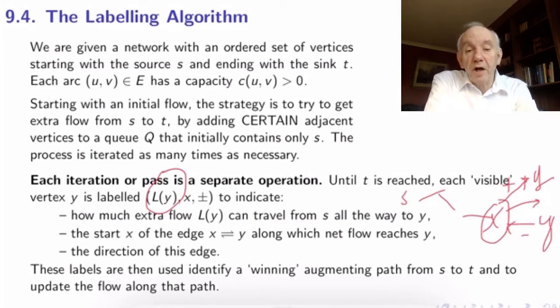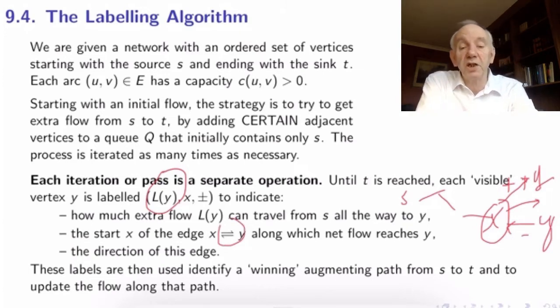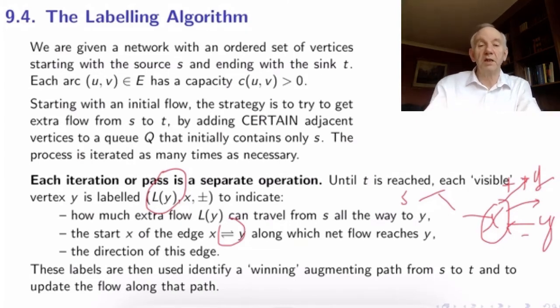Remember, I've used this symbol to indicate that when you look at adjacent vertices, the edge can go in either direction. And then if we succeed in getting to the sink, that will mean that we've got some sort of path with arrows going back and forward, some sort of path in the underlying graph that gets us from the source to the sink and enables us to increase the flow from the source to the sink. That's the basic idea.